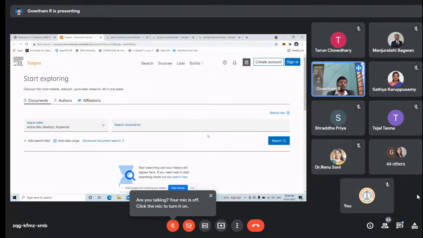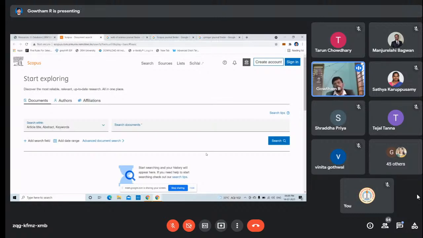So how to search for a journal in Scopus, right? First, we will run through how to search for a journal. Then we can talk about, with so many journals out there, how to select our own journal and draft our manuscript accordingly, right?